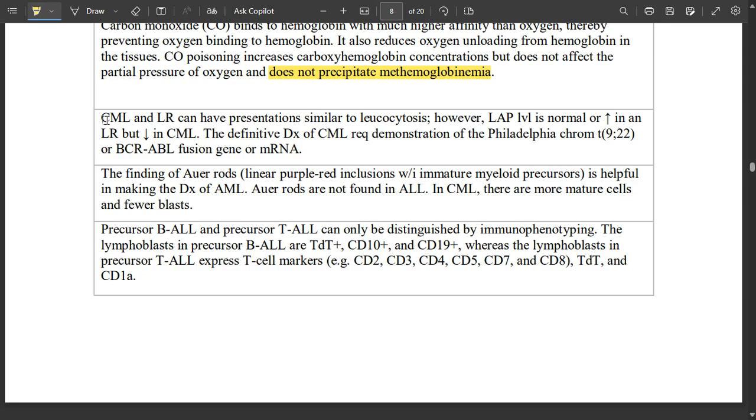A leukemoid reaction is a reaction, so there is a higher amount of enzymatic activity. Thus the leukocyte alkaline phosphatase level is normal or increased in leukemoid reaction but not in CML. Definitive diagnosis of CML requires demonstration of the Philadelphia chromosome, translocation 9;22, or the BCR-ABL fusion gene or mRNA.